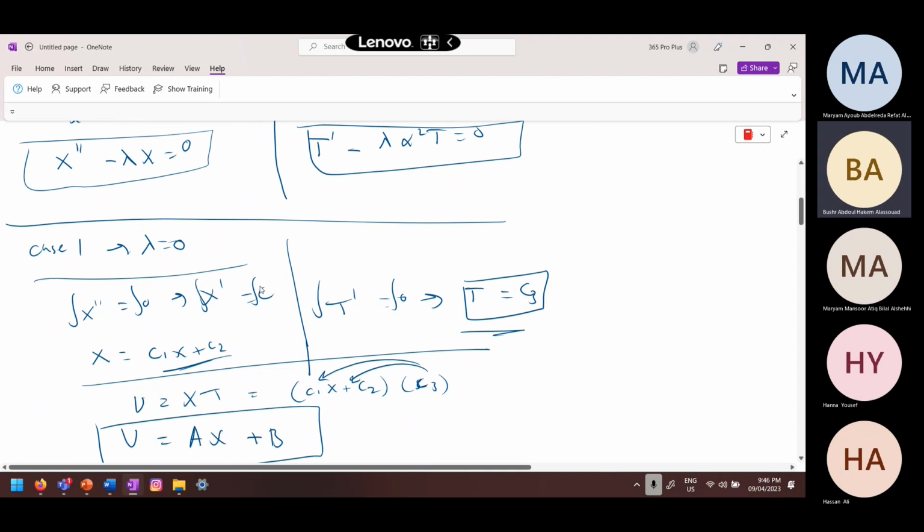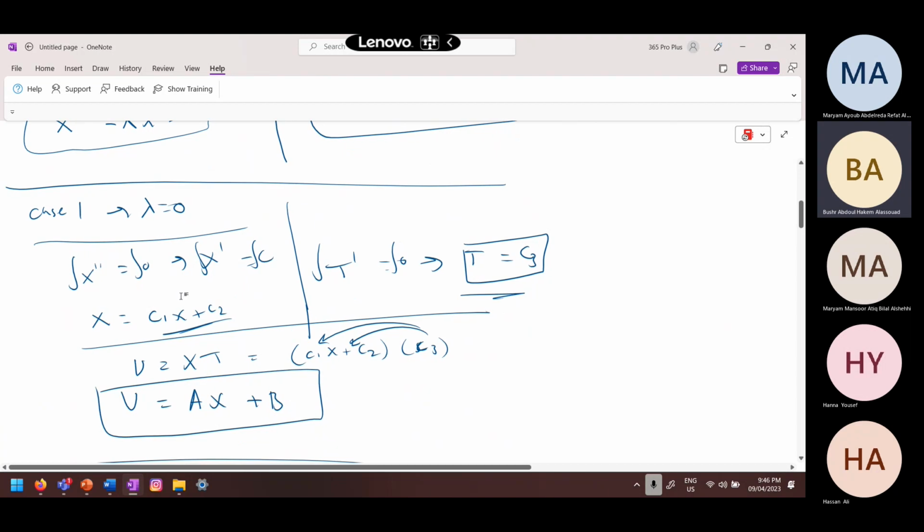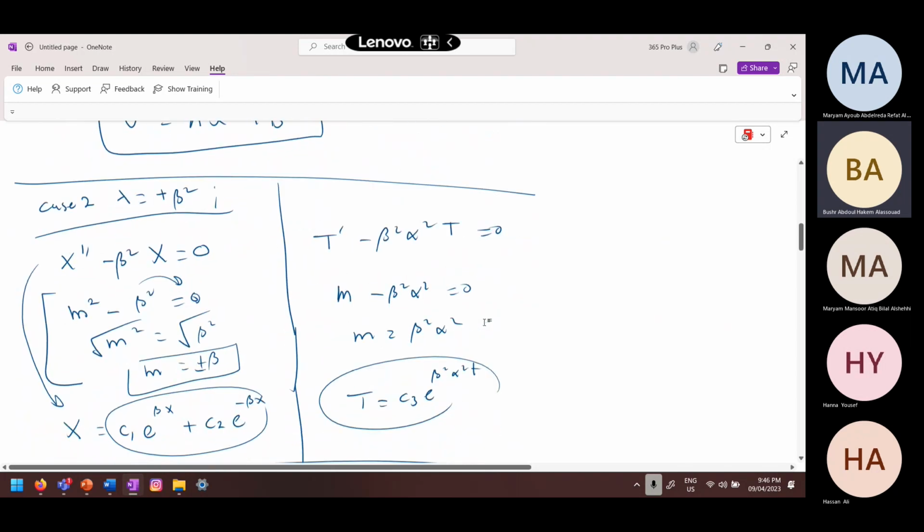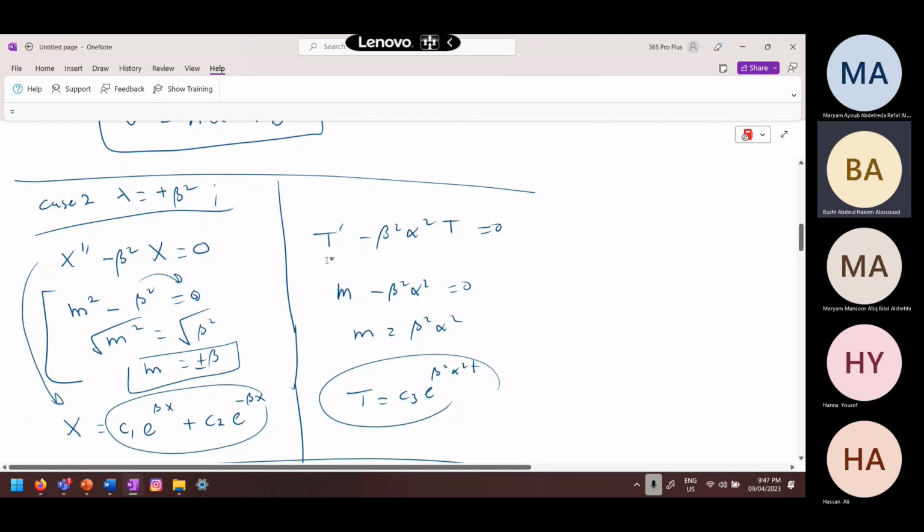Then you'll start using the cases. The first case, which is always the easiest, is lambda equal to zero. Lambda equal to zero will give you this solution. Just by simple integration, you will reach the solutions. As for cases two and three, things get a bit messier. You'll use positive beta square and negative beta square. The solution will be here. Again, just substituting. Then, using your formula sheet, you will jump to this answer. The same for this one.